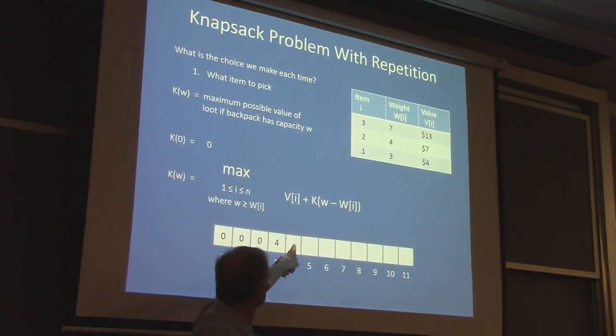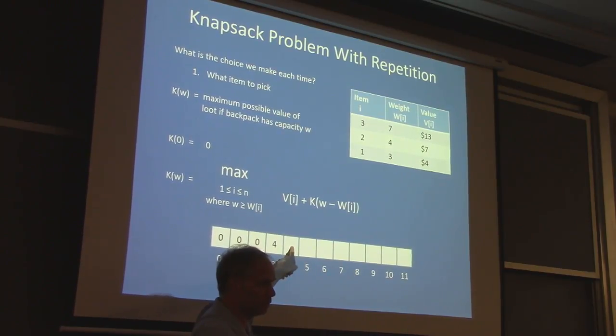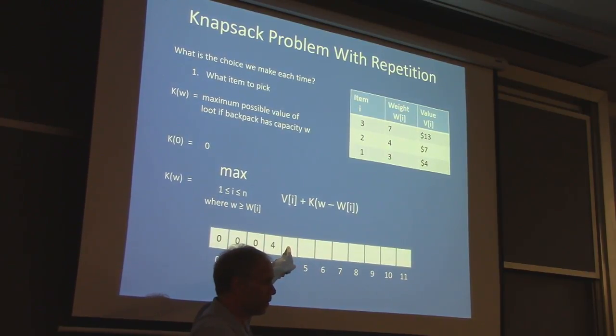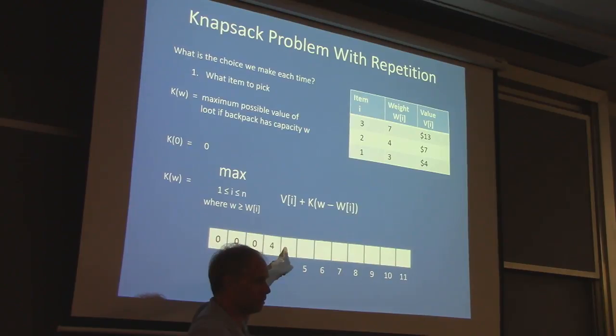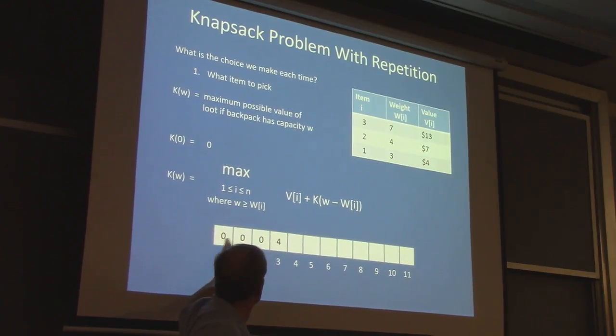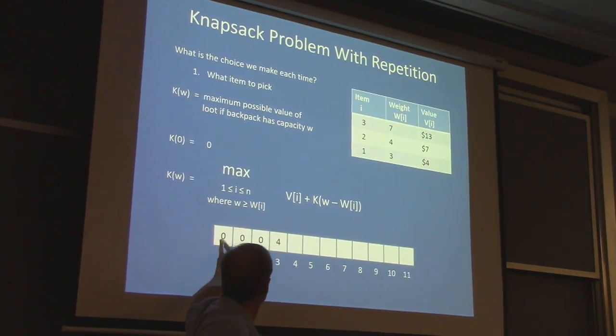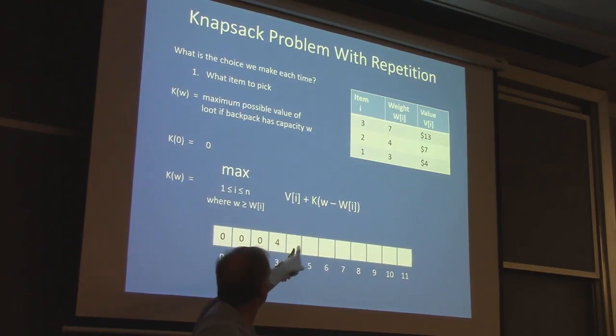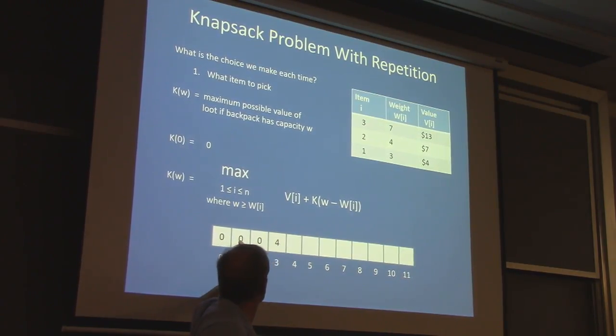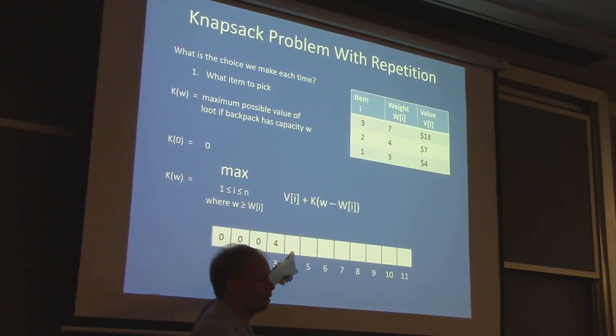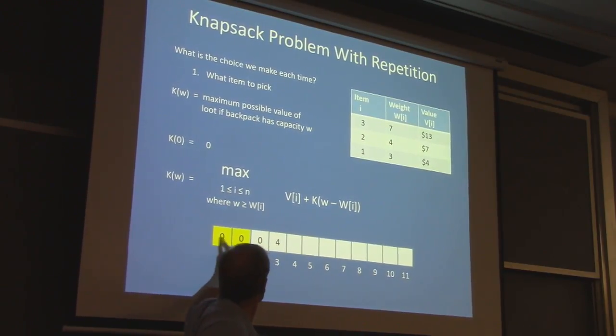Now, what squares does this depend on? Actually, it doesn't depend on all of them. It depends on K of 0. If we choose item 2, we're going to be interested in K of 0. What if we choose item 1? K of 1. We're interested in that one. And what if we choose item 3? You can't do that. So this square depends on these two.